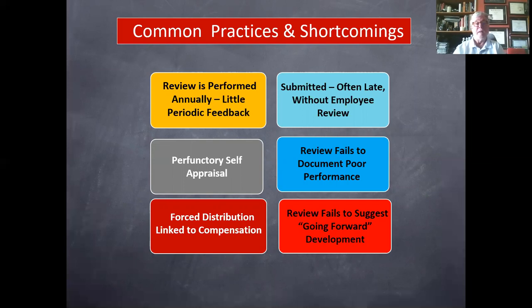Some of the problems that you see now: the review is performed annually with little periodic feedback, or it could be submitted often late without employee review, or they ask the employee to do their own self-appraisal and then don't do anything with it. Often reviews fail to document poor performance. Let me give you an example. Every time I wanted to fire somebody, I found out that their supervisor, and the supervisor before that supervisor, gave them glowing performance reviews. But if you talk to any one of them one-on-one, they said the person was a poor employee. Other problems have to do with forced distributions linked to compensation. And this part is probably the most problematic: the review fails to suggest a path going forward.